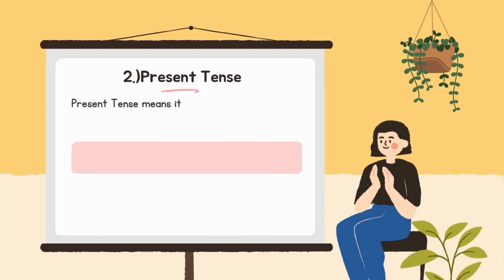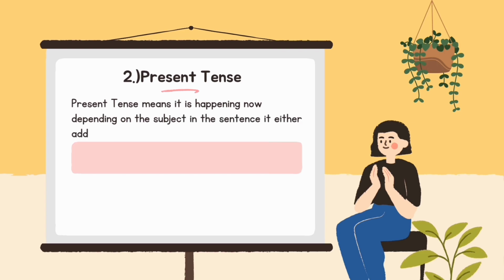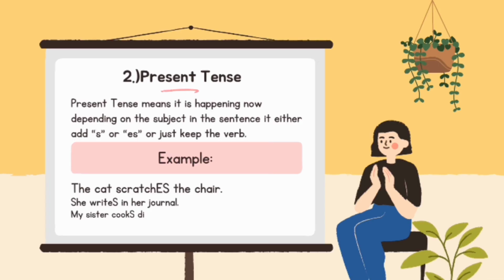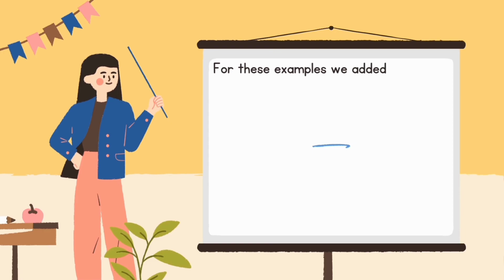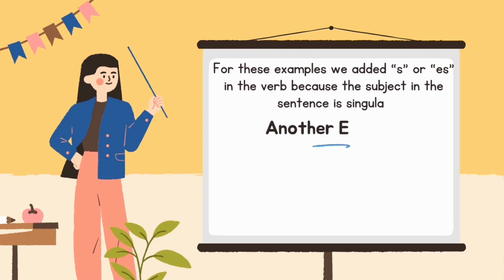Present tense means it is happening now, depending on the subject in the sentence. I either add s or es or just keep the verb as it is in the sentence. The cat scratches the chair. She writes in her journal. My sister cooks dinner. For these examples, we added s or es to the verb because the subject in the sentence is singular.